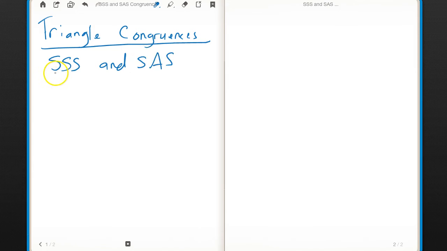Alright? S is for side, so it's side, side, side. And A is for angle, so side, angle, side. But before going to that, we need to go over a few things. My triangles are not going to be great, but whatever.